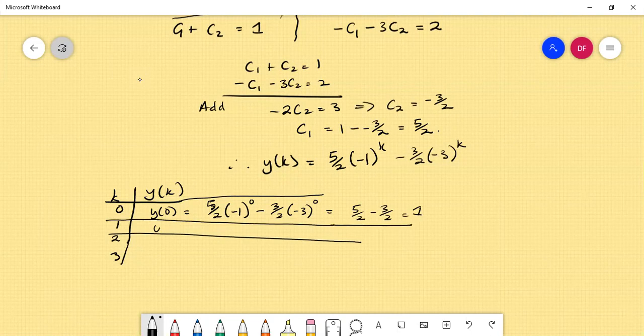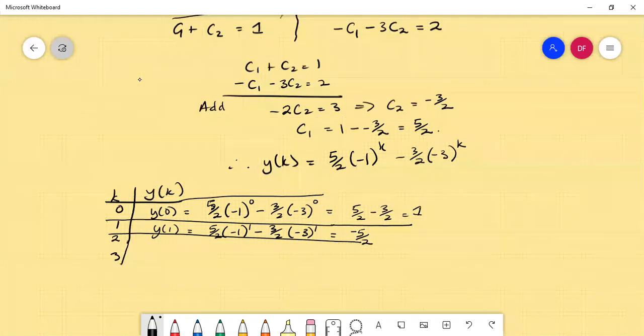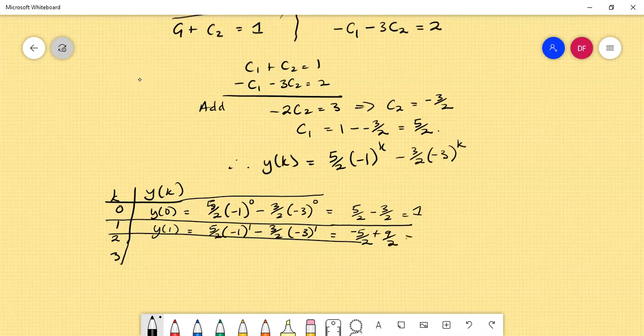We also expect y1 to be equal to 2 because that's what we specified. That's 5/2 times -1 to the 1, minus 3/2 times -3 to the 1. So that is going to be minus 5/2. -3 to the 1 is -3, so that's plus 9/2. So 9 minus 5 is 4/2, which is 2. So as expected.